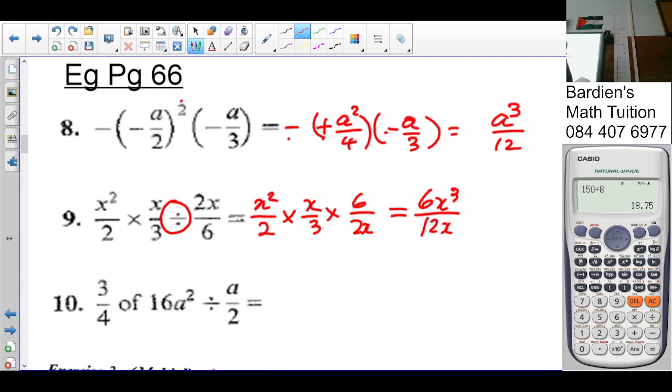You understand that? No? You gave me this answer. So what number goes into 6 and into 12 without remainder? 6. 6 goes into 6 once and into 12, there's 1 over 2. Where are there more x's? What's 3 minus 1? 2.